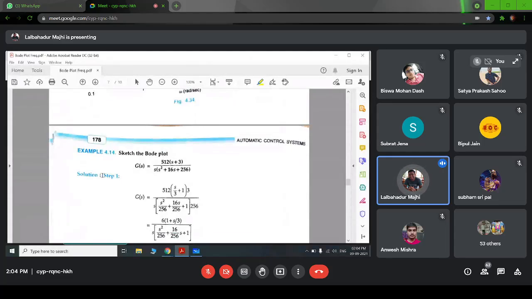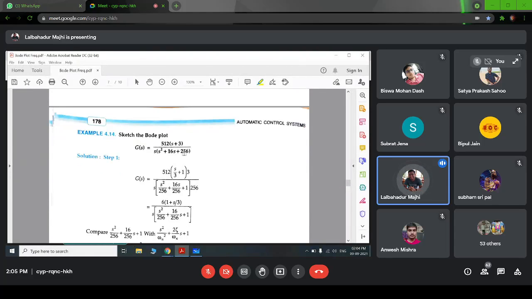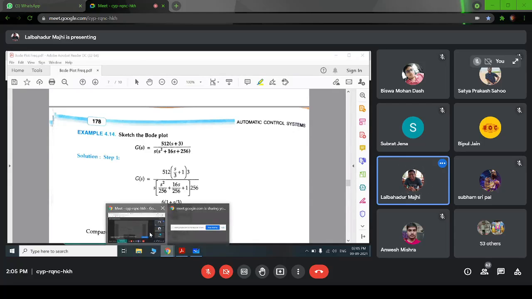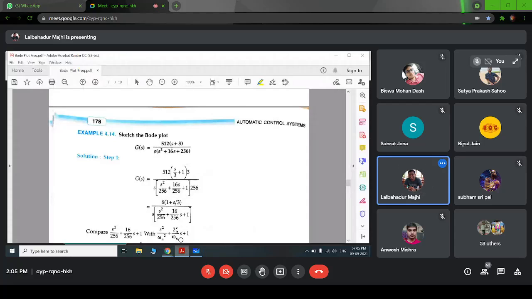This one is a tricky one, so just bear with me. We can see here that G of s is given as s plus 3 over s into s square plus 16s plus 256, right? You can clearly see that this transfer function is given in pole zero form. S plus 3. So we have to convert it into the time constant form.